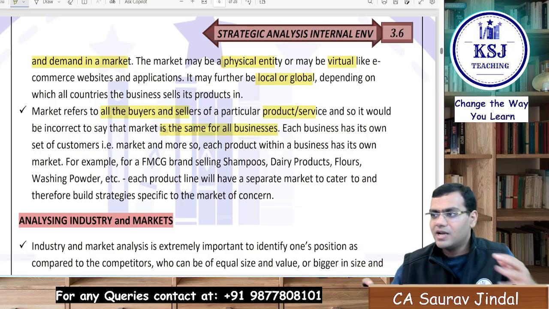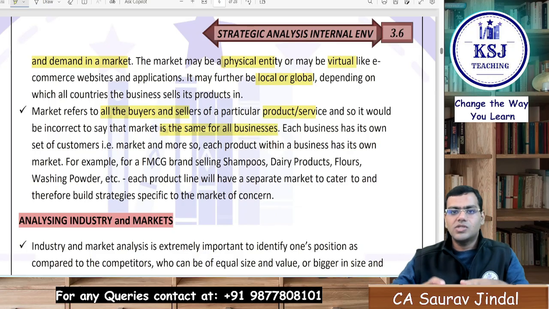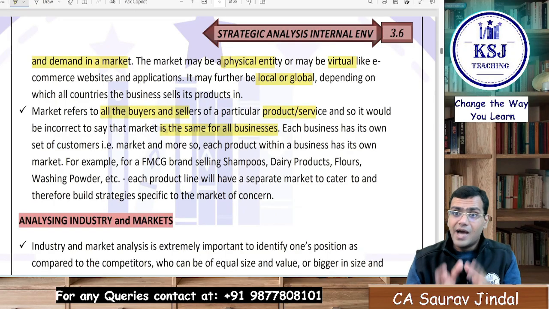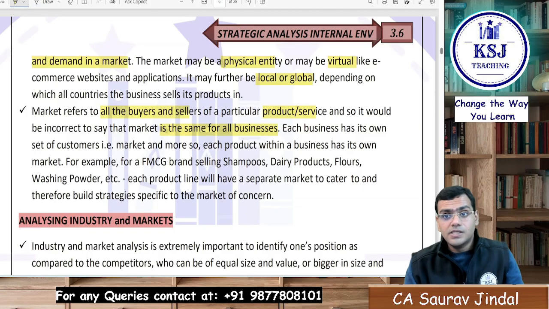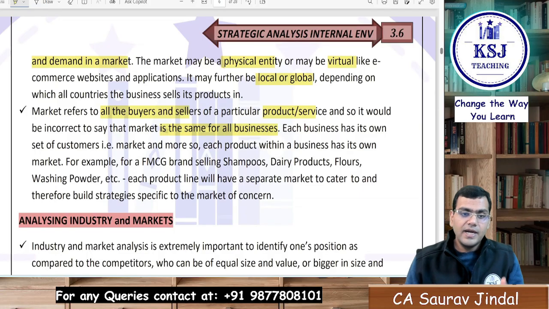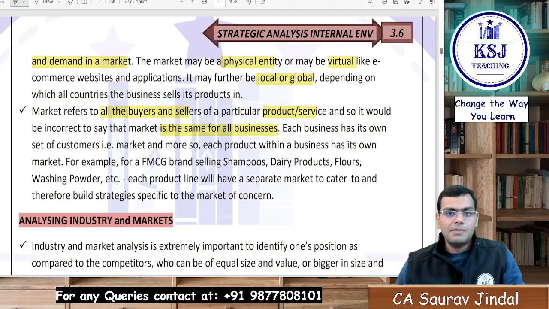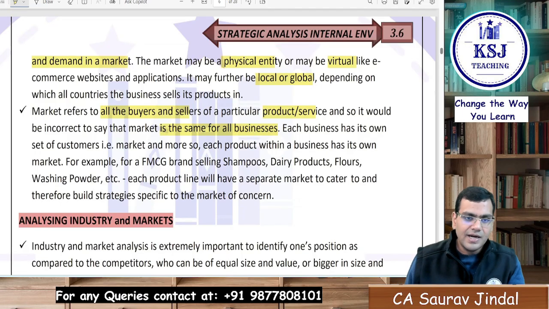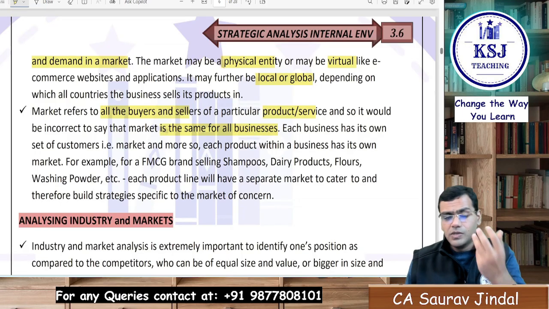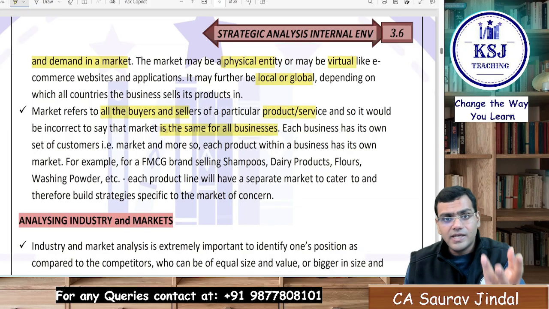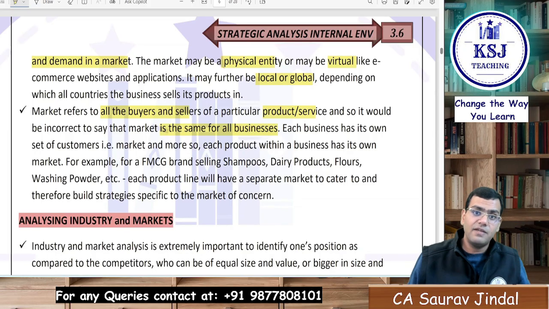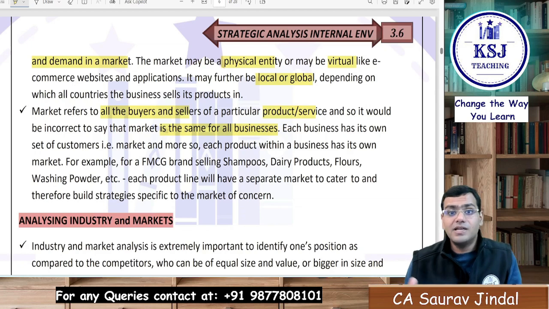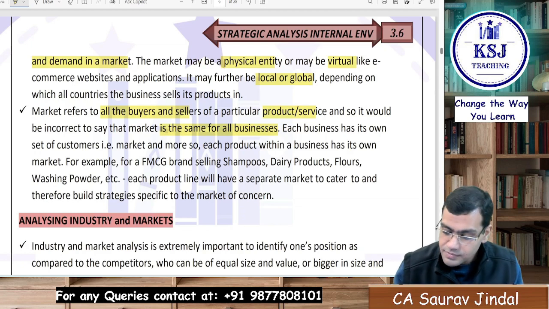Now, when we talk about market, we say buyers and sellers. So that means the market is the same for all the business? No. The market is different for the different business, for the different products, right? The market for mobile is different. The market for PC, that is computers, is different. The market for kids toys will be different. The market for shoes will be different, because the set of buyers and sellers is different for every business, right?